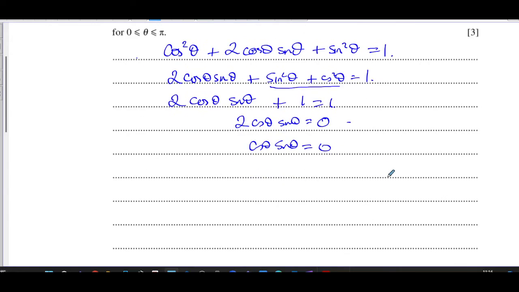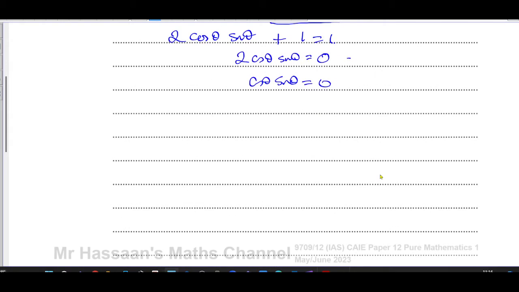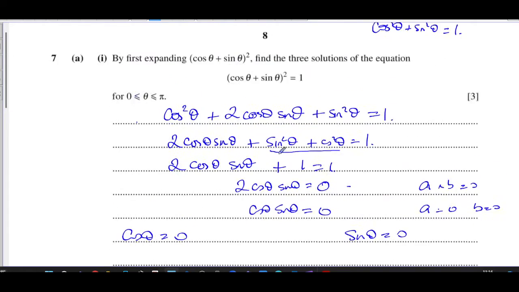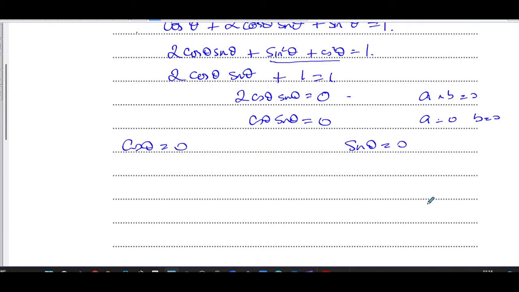How do I solve this equation? Well, we can use the zero product property. When I know two things multiply together to give me 0, then one of them must be 0 or the other one must be 0. So I can say either cos θ = 0 or sin θ = 0. And we want to solve this in the range between 0 and π, including 0 and including π.